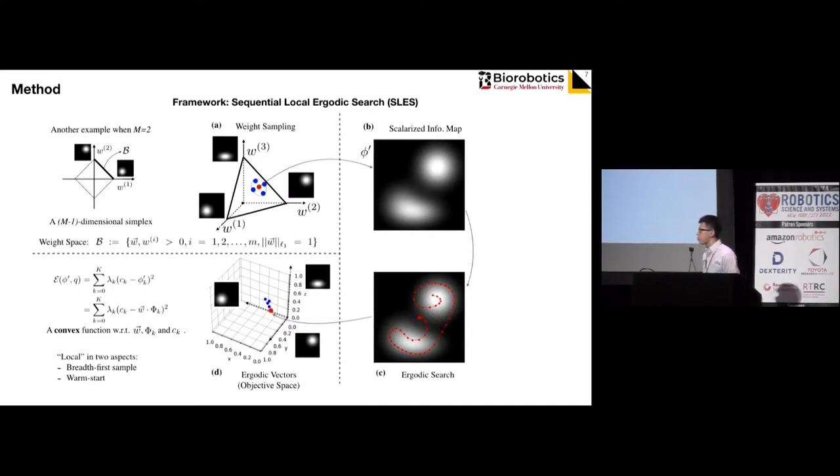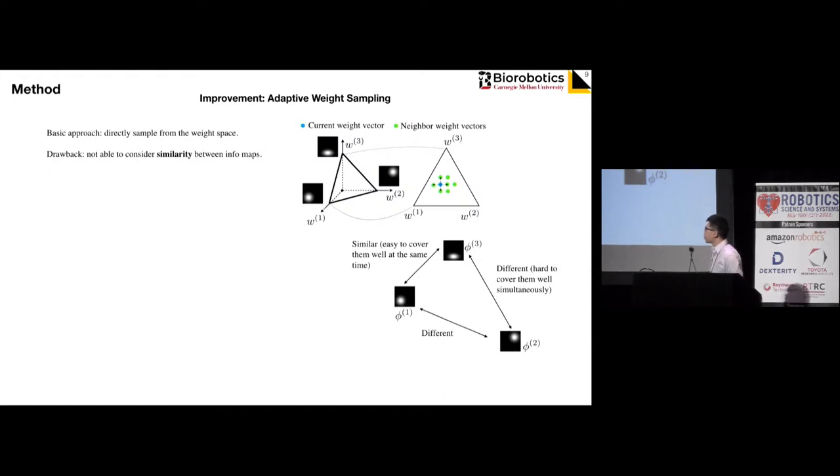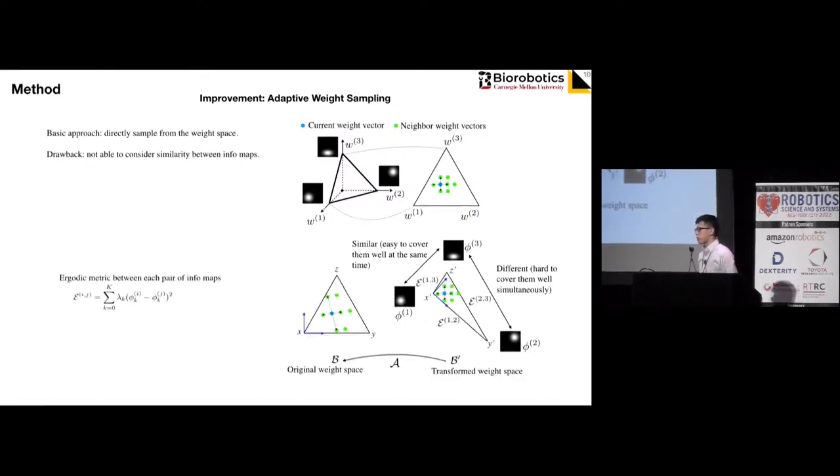To further expedite the computation, we take a deeper look into the weight sampling procedure. The basic approach is to directly sample from the weight space, but this approach cannot take the similarity between information maps into consideration. For example, if two information maps, 1 and 3, are similar to each other, then we can simultaneously cover them well, and we don't need to sample a lot of weight vectors to capture the trade-offs. If two information maps are different, then probably we need a lot of weight vectors.